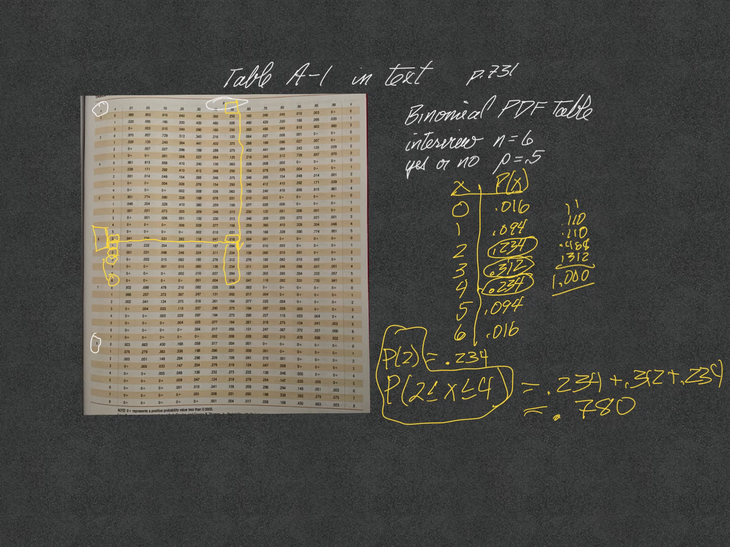But there's a problem with this table, and we want to look at what that problem is. The problem is it only goes up to n equals 8. And so the question becomes, what do we do if our number of trials is larger than 8? What do we do? And this is where formulas and technology become our helper. All right? So let's look at the formulas for the binomial theorem.